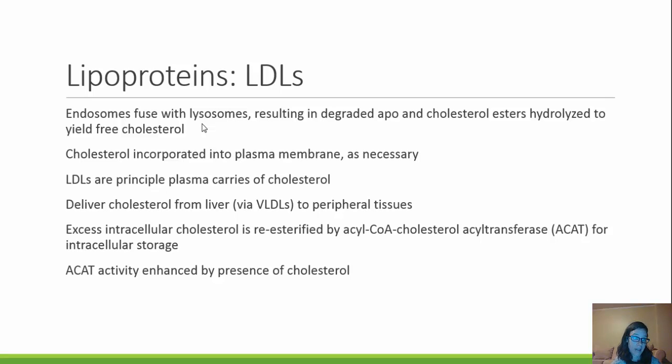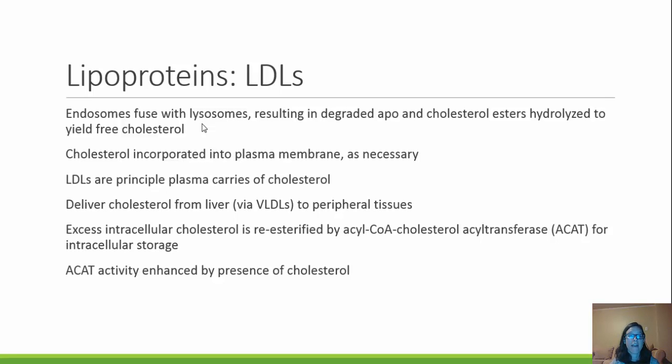that cell if necessary. So again, LDLs are the primary carrier of cholesterol to our tissues, and indirectly they deliver cholesterol from the liver to the peripheral tissues. So the cholesterol and triglycerides are packaged up in VLDL, which are ultimately converted to LDL and deliver these to the tissues.